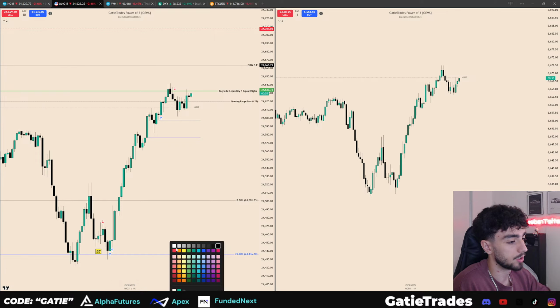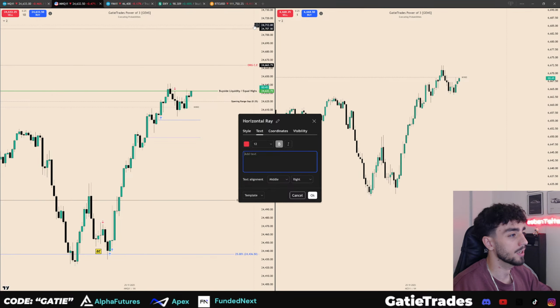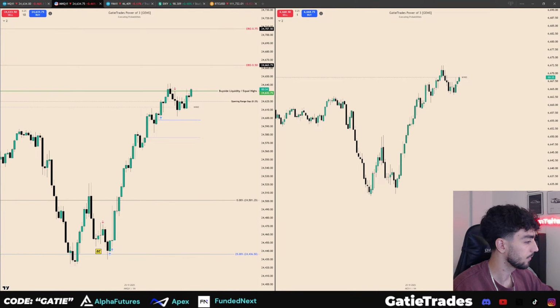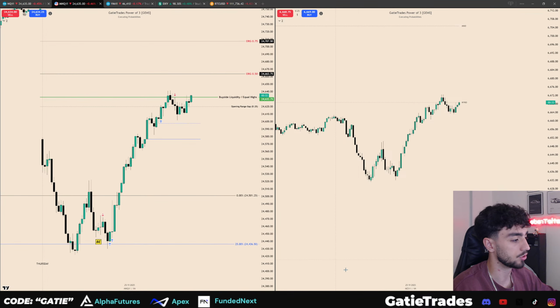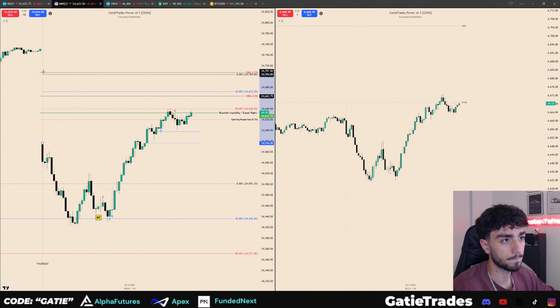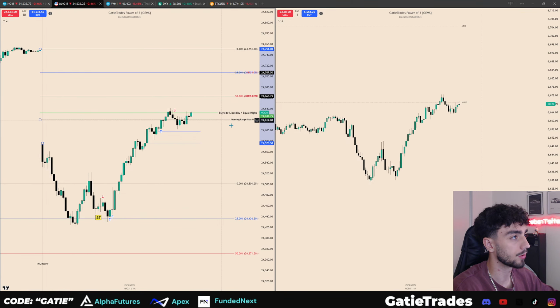Real tight consolidation now. Oh, this is ORG 75%. Let me double check this information, make sure I drew it correctly because it's really important. Okay, valid.